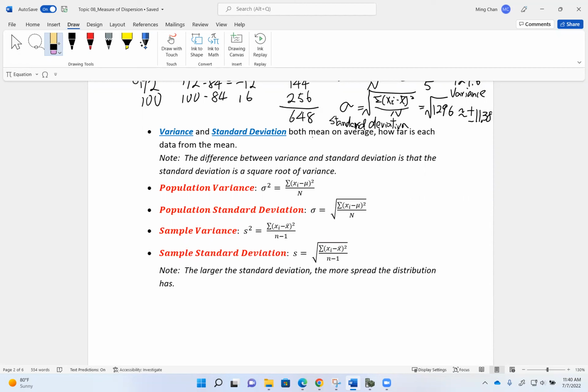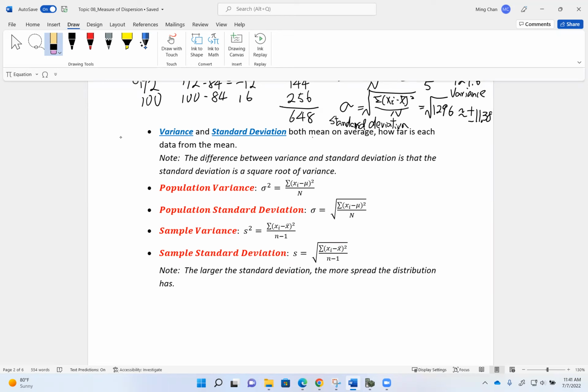Okay, so here I wrote a note: the larger the standard deviation, if that standard deviation is bigger and bigger, a big number, that means the more spread the distribution has. Here again is that word distribution. Distribution, like we talked about in another topic, describes the spread of your data set, or the look of your data set. So the word distribution also means the table that we normally create, but it also means the graph.